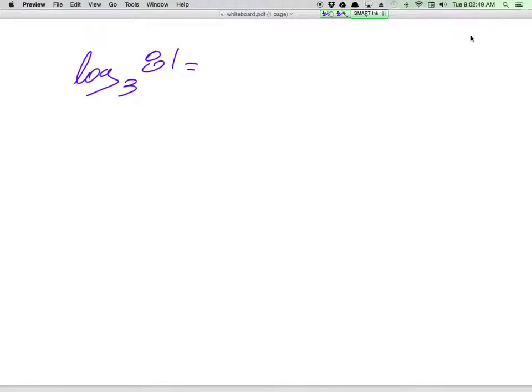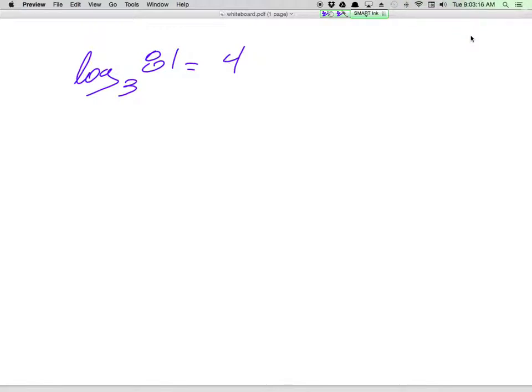So here's how you read this problem. It is asking for what exponent of 3 will turn me into 81. So what would my answer be? 4. My answer would be 4, because 3 squared is 9, 3 to the third is 27, 3 to the fourth gives me 81. Okay, so that's how you deal with evaluating logarithms. You're looking for an exponent of the base that gives me what's inside.